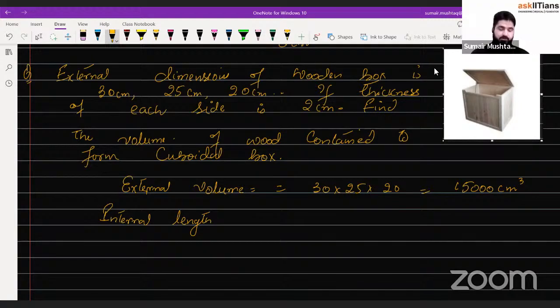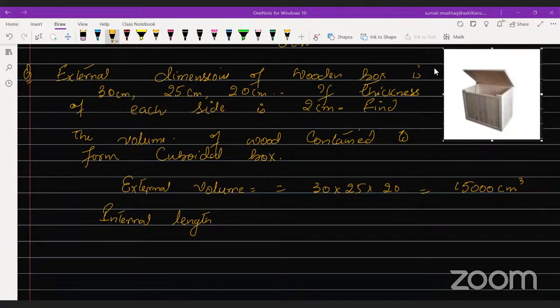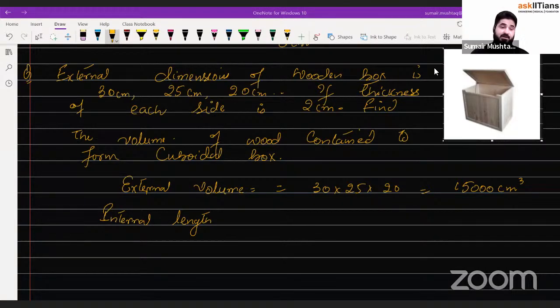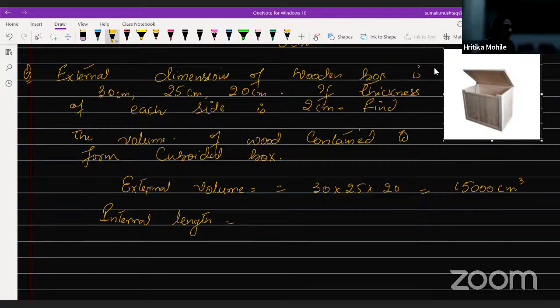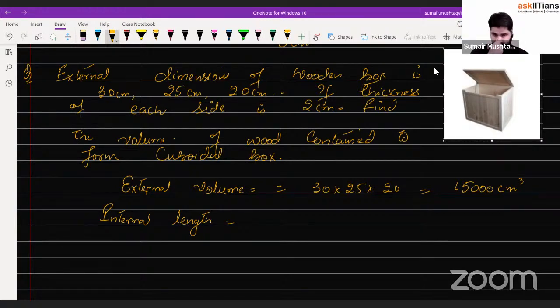Ritika, are you there? Sir, I'm here. Come on, tell me. What will be the internal length? Internal length would be 26. Why 26? Because 2 centimeters on both sides, and 30 minus that. Very good. Because 2 centimeters has to be subtracted from both sides.